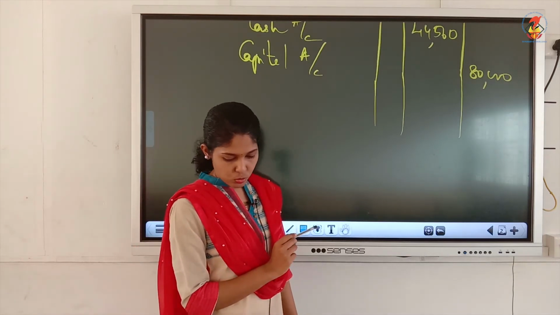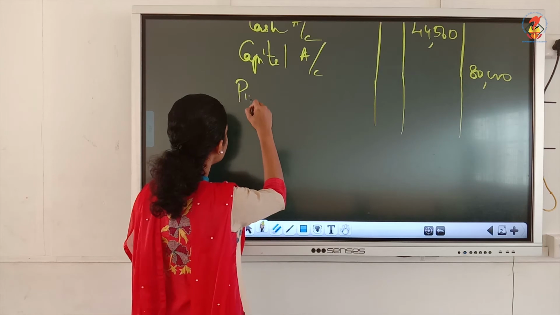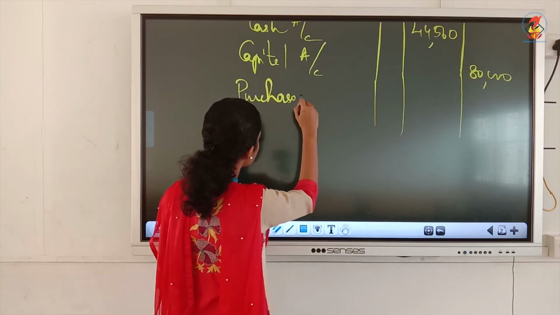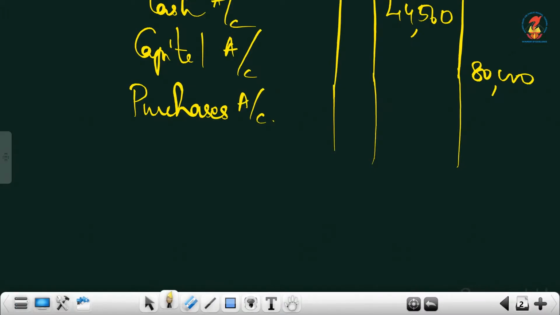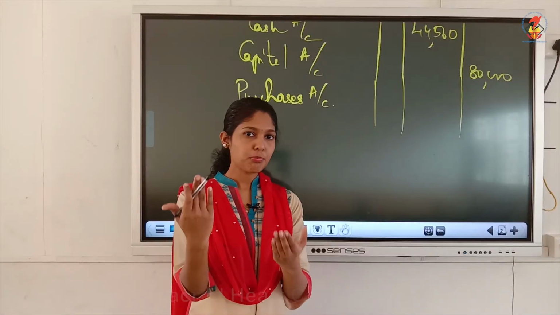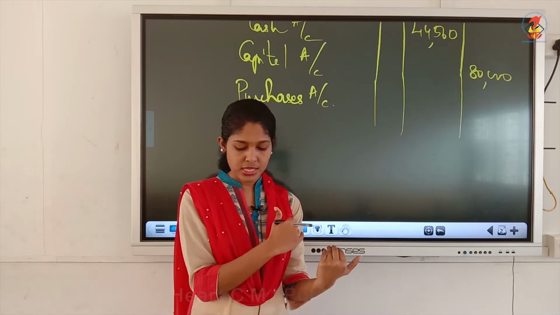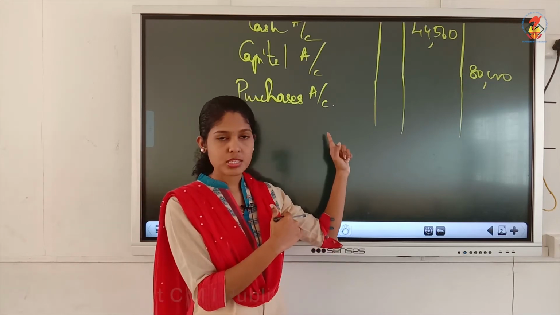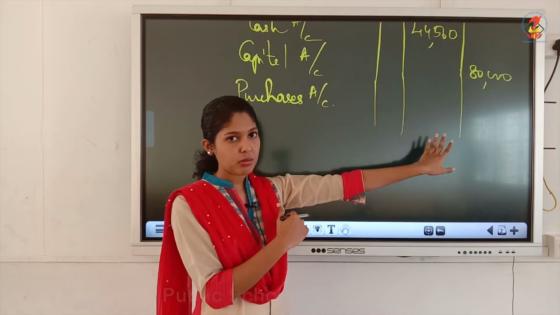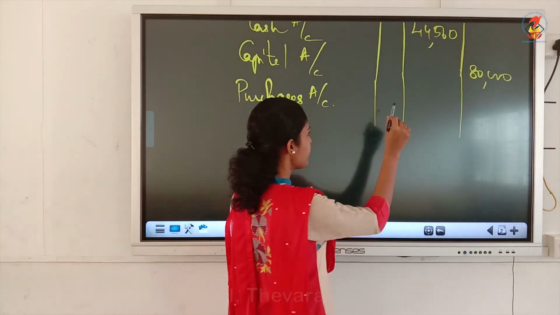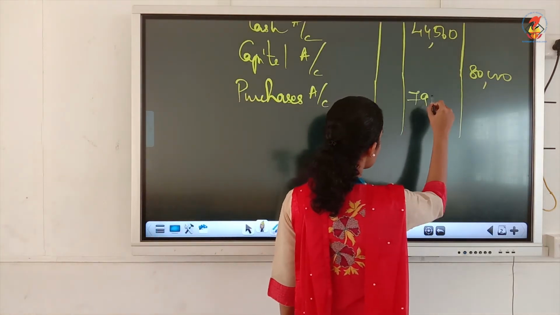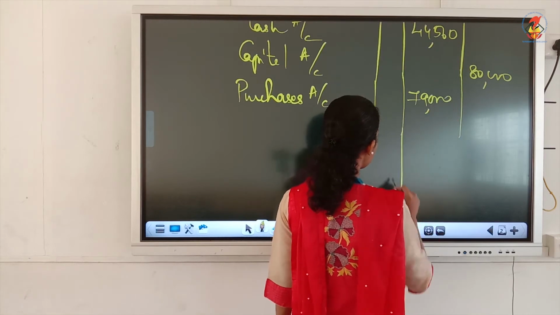Then the third one is purchases account. The balance brought down figure. Okay, for that account they haven't written the brought down figure. They have written carry down figure on the credit side. So automatically brought down would be on the debit side. So this particular purchases account is having a debit balance. Amount is 79,000. Always see where brought down figure appears.